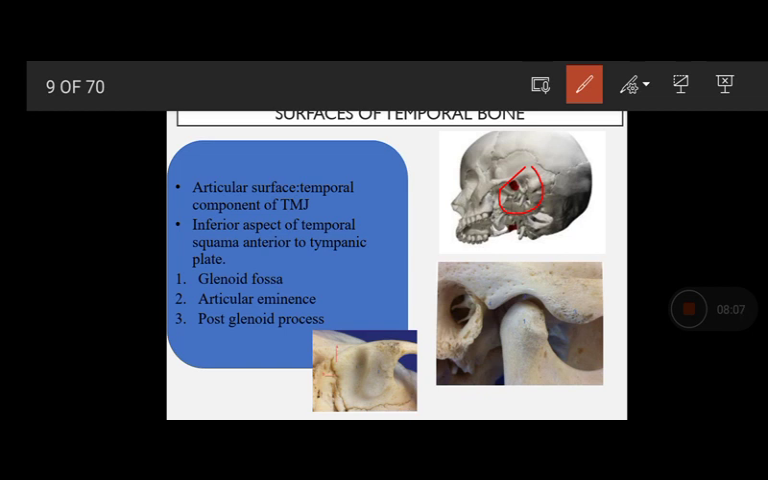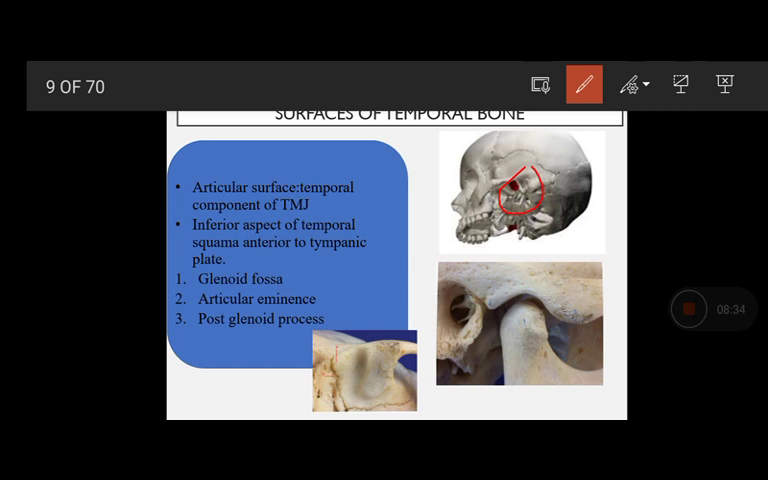So you have the external acoustic meatus here. The red thing that you see is the articular surface. Posterior to that you have the external acoustic meatus. So this articular surface is just anterior to the external acoustic meatus or the tympanic plate. And this inferior surface actually has three main components.